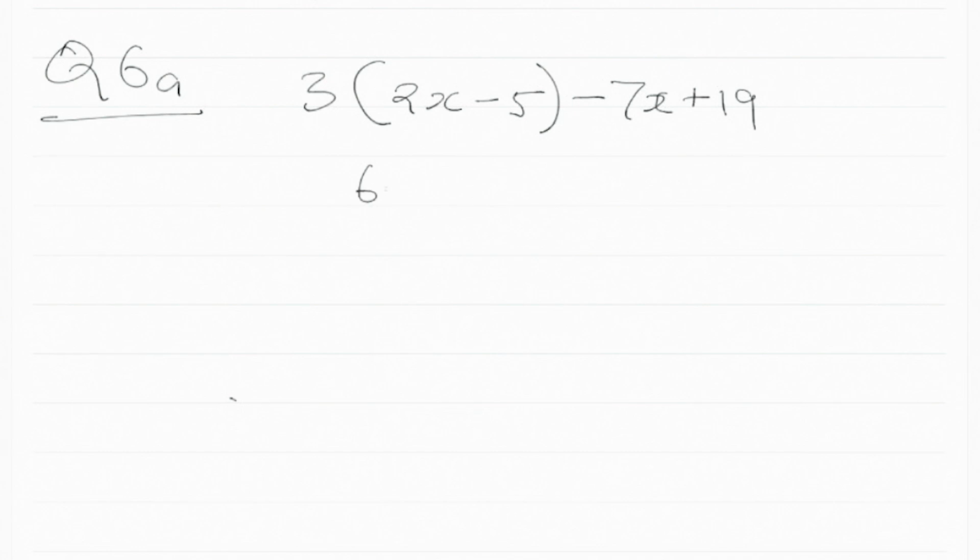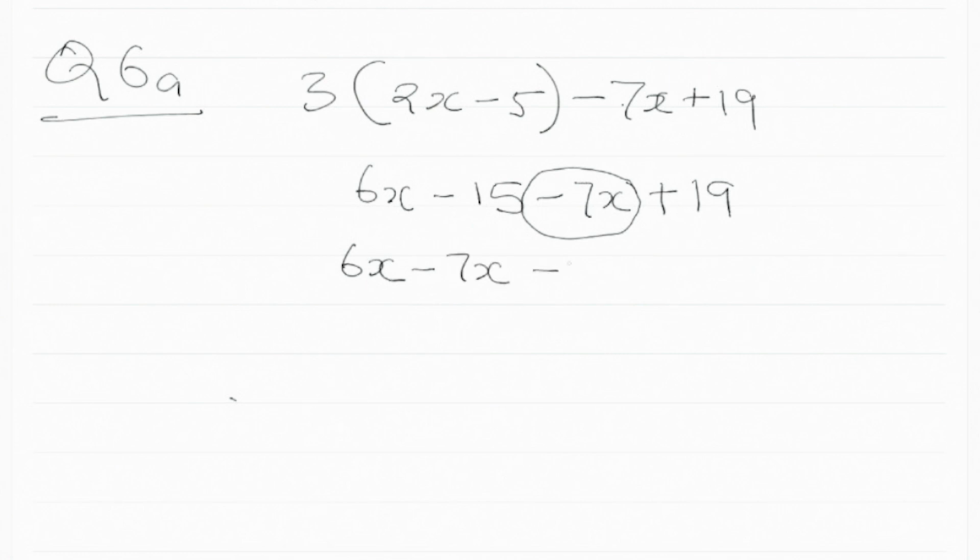Here you simplify by using 2 concepts, expansion and the simplification, meaning the grouping of like terms. So we start by expanding. 3 times 2x, you have 6x. 3 times negative 5, you have negative 15. Then there we have minus 7x plus 19. You group the like terms. So you have 6x, then you have this other like term, which is minus 7x. Minus 15, then you have this one plus 19. This will give us 6x minus 7x. What do you get? Negative x. Very good.